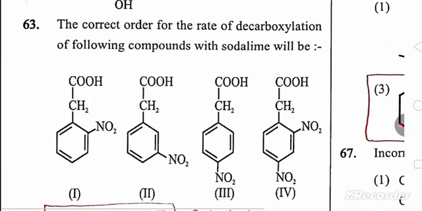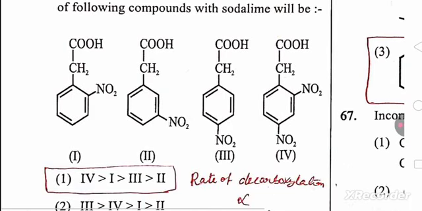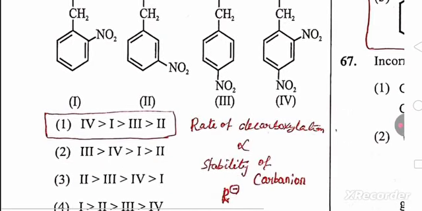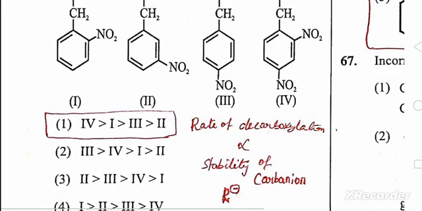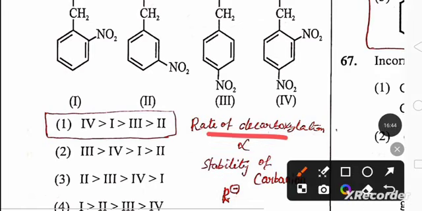Now the next question is the correct order for the rate of decarboxylation of the following compounds with soda lime. Again, soda lime leads to decarboxylation. So the rate of decarboxylation depends upon the stability of the carbanion. Remember that the rate of decarboxylation is directly proportional to the stability of the carbanion. The carbanion which is highly stable will have a higher rate of decarboxylation.